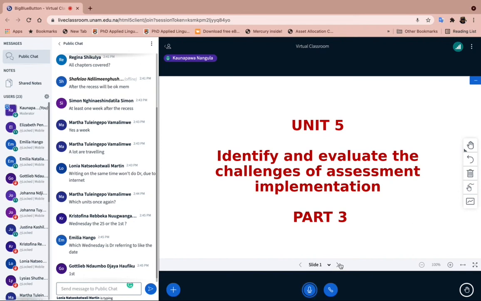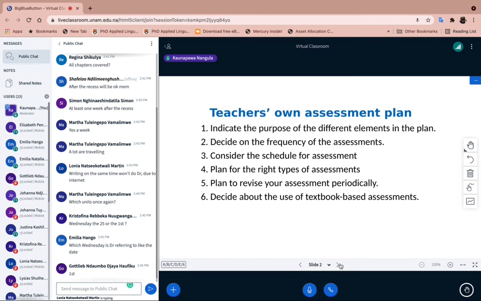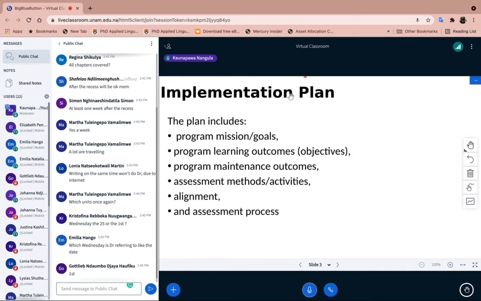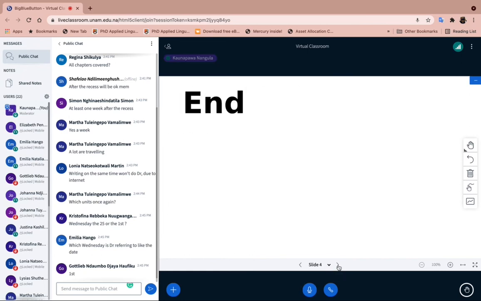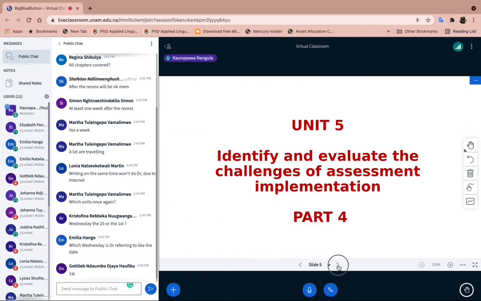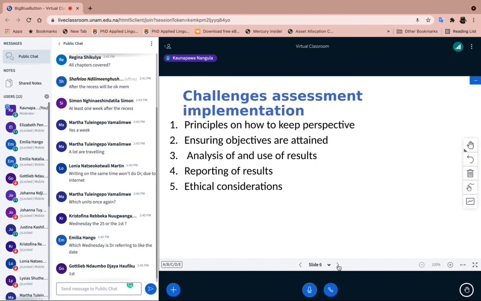In the last lesson, what did we cover? We covered a teacher's own assessment plan that they need to cover. And we have also gone through the implementation plan. And now we are going to look at the challenges that you can face when you are implementing assessment. Yeah, that's what we're going to do today.